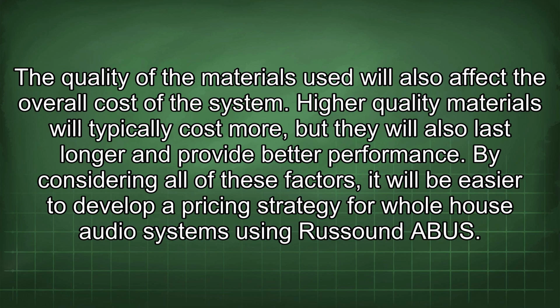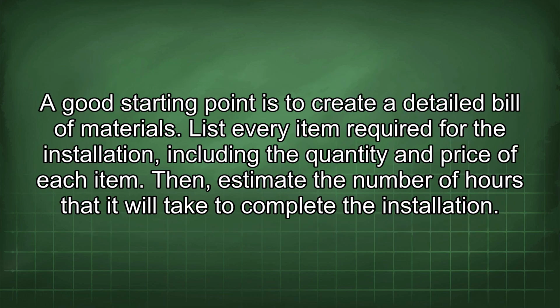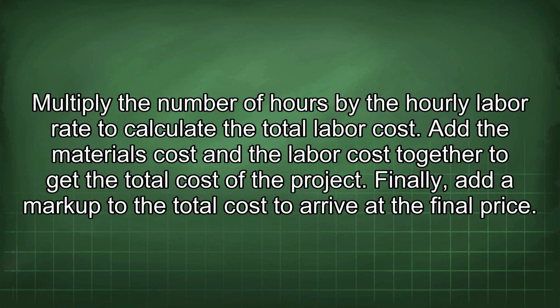using Russound ABUS. A good starting point is to create a detailed bill of materials. List every item required for the installation, including the quantity and price of each item. Then, estimate the number of hours that it will take to complete the installation. Multiply the number of hours by the hourly labor rate to calculate the total labor cost. Add the materials cost and the labor cost together to get the total cost of the project.